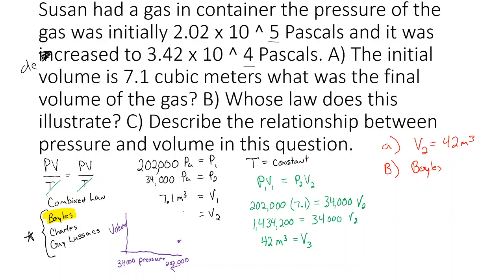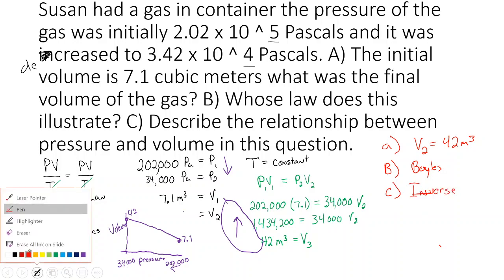At 202,000, it was at 7.1. When we got to 34,000, we went up to 42. So if I look at the graph, as one went down, the other one went up. Pressure went down while volume went up. So they went in opposite directions. That means we would call the relationship an inverse variation.